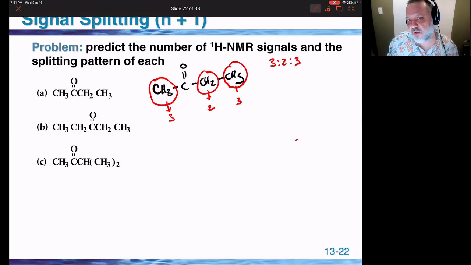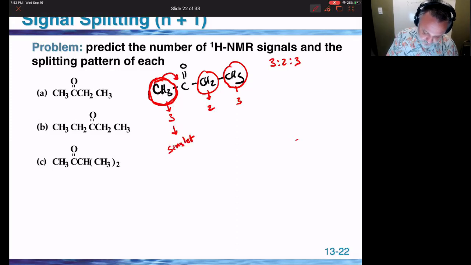Not only can we know the actual areas under these curves, but we should be able to predict what the splitting pattern of each area is too. Let's go do that. So how would this one be split? Would the signal be a singlet, a doublet, a triplet, etc.? Well, let's take a look. We look on the carbon next to it and we count the number of hydrogens that are there. None. N+0 is 1, so it should be a singlet.